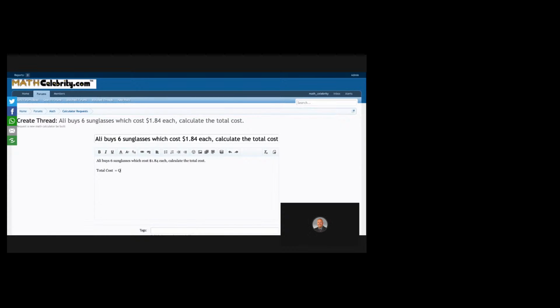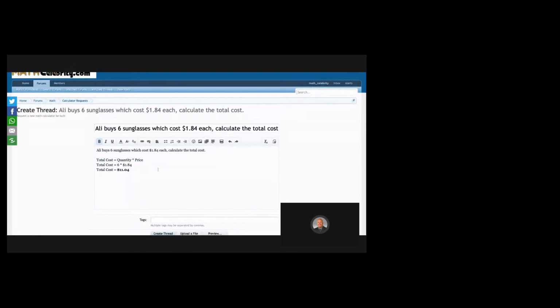Total cost equals quantity times price. Always. No matter what country you live or planet you live on or language you speak, total cost equals quantity times price. That is universal. So total cost equals a quantity of 6 times $1.84. Total cost equals 6 times 1.84. I'm going to use my calculator here. $11.04. Very good.